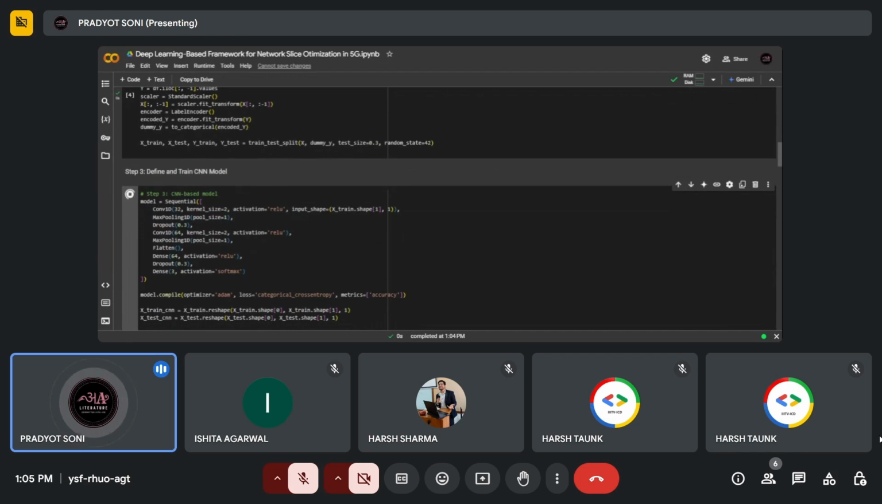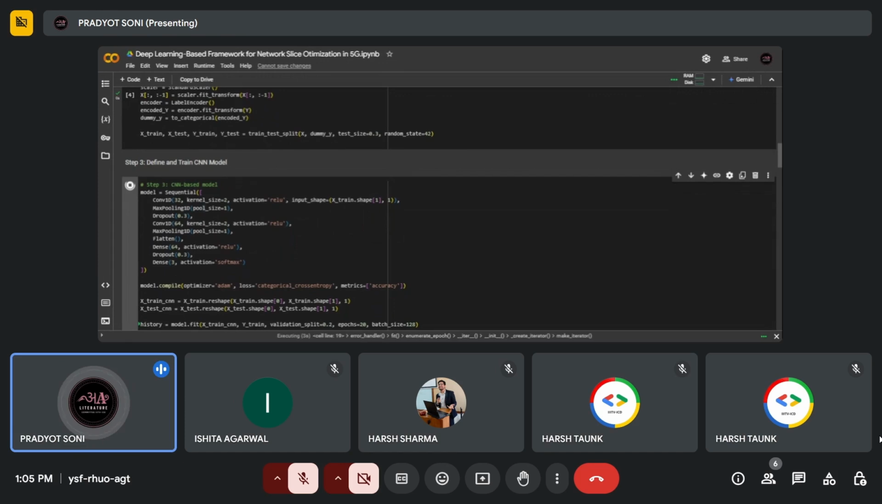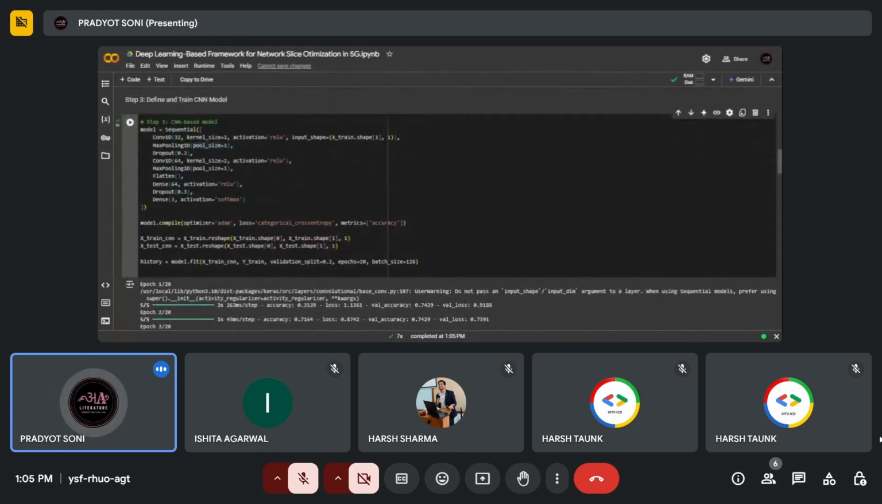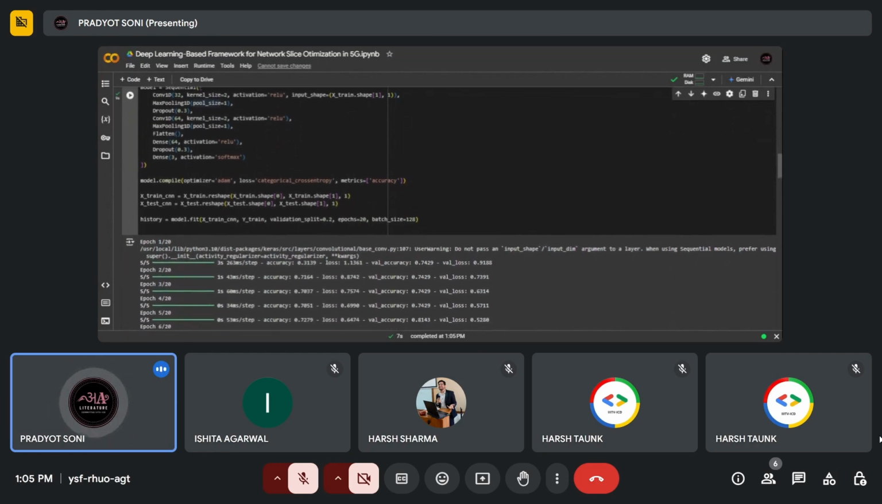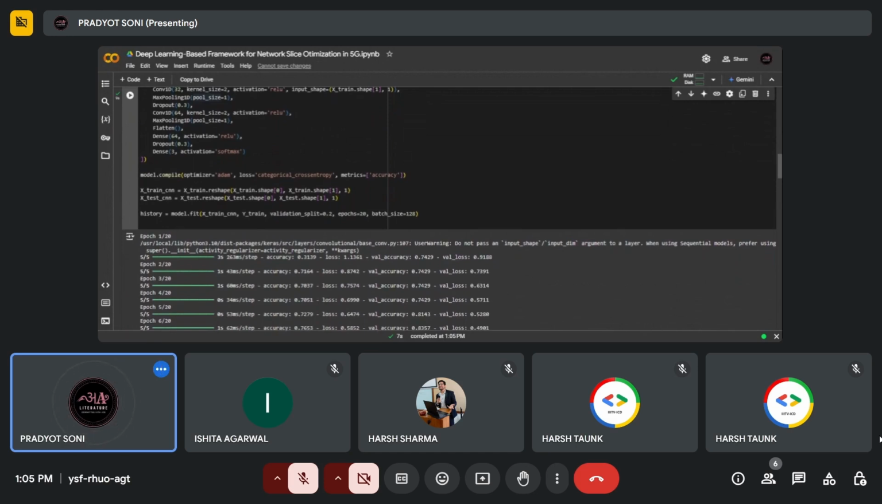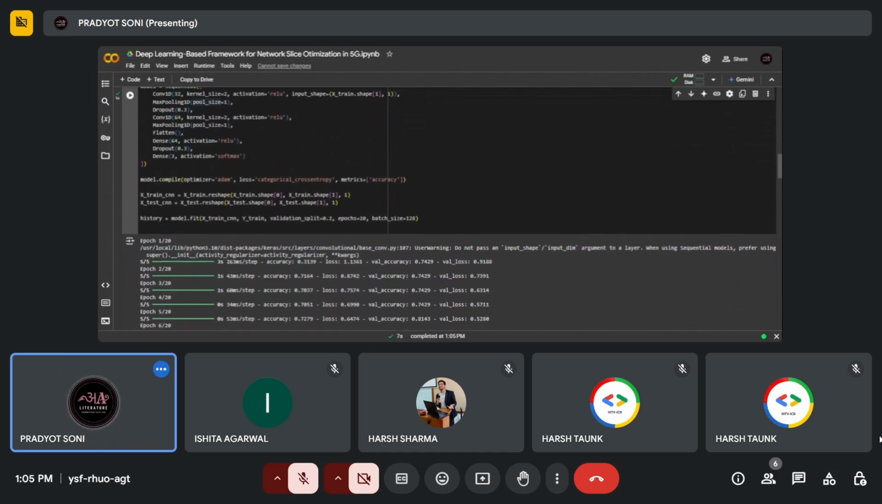Next we built the CNN model. So defining and training the CNN model. To classify the network slices, we implemented a convolutional neural network. The model architecture includes two convolutional layers with ReLU activation for feature extraction, max pooling layers to downsample, and dropout layers to prevent overfitting. Then a dense layer for classification with softmax activation to output the probabilities for each slice.